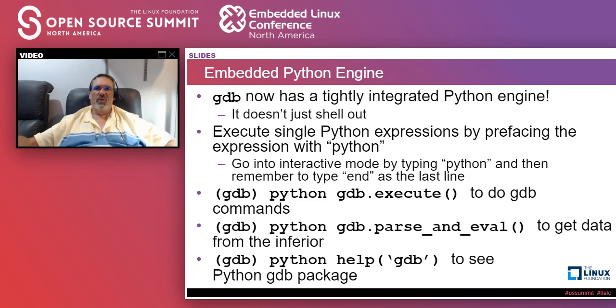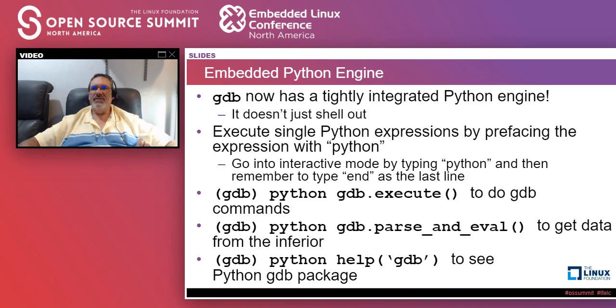We can also write Python programs inside of GDB using the Python interpreter. Now, we see here a few examples. Python gdb.execute is going to execute some GDB commands. We can parse and evaluate things, that's basically getting data from the inferior. We're basically going to reach out to the command line options. If we wanted to get all of the possible things that Python can do, we can do Python help gdb, and that will allow us to see all of the commands that are possible inside of the Python GDB package.